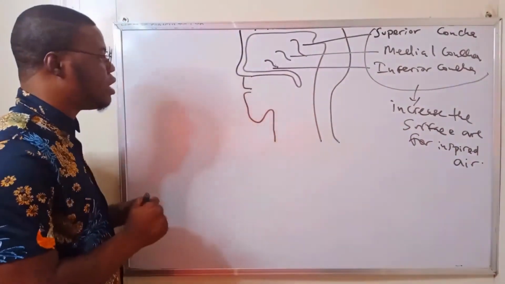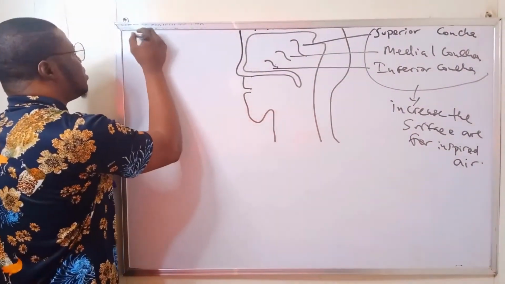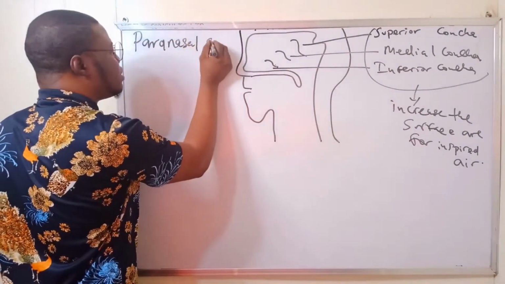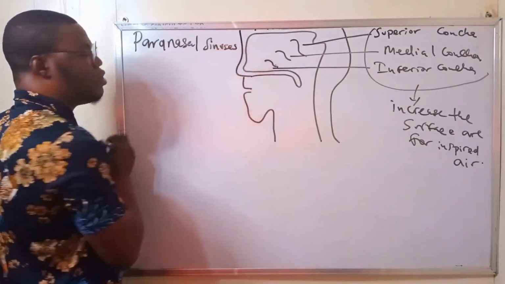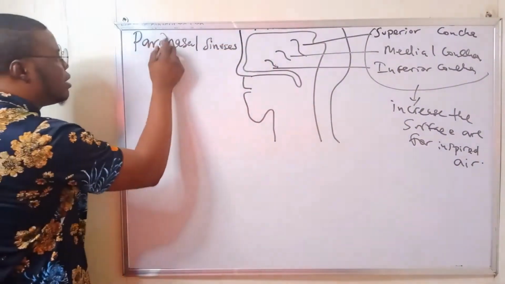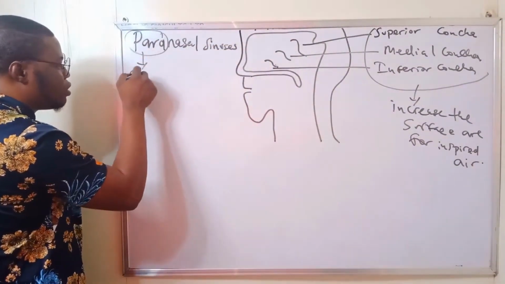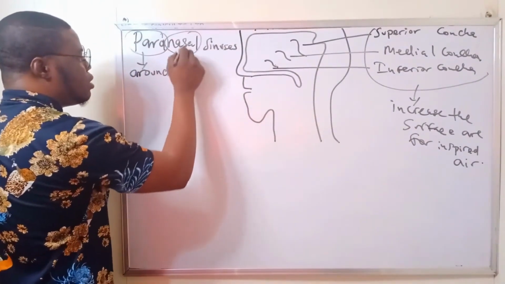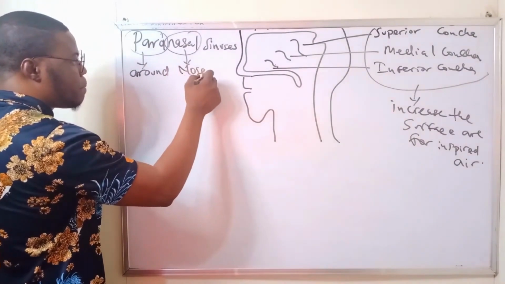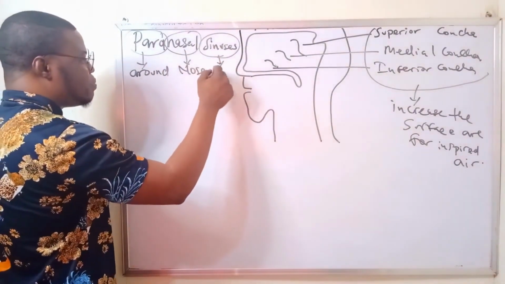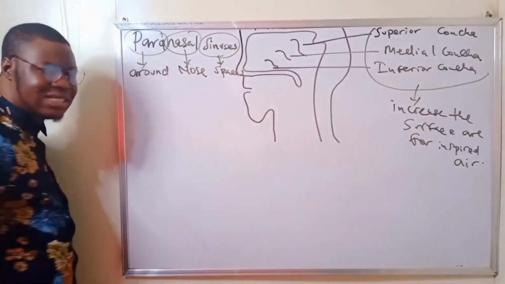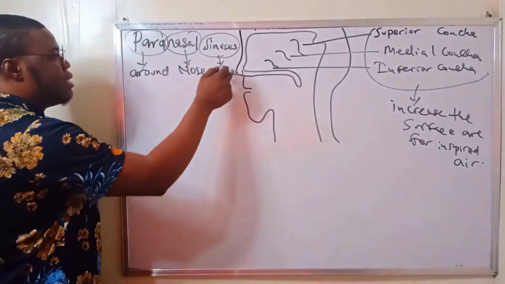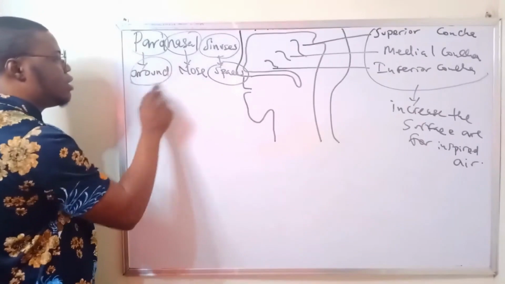And now the next thing I'd like to tell you are the paranasal sinuses. Now what is the meaning of that? The word para is said to mean around, although it has other meanings too. Now the word nasal denotes the nose. And the word sinuses means spaces or cavities. As simple as that. Paranasal sinuses, from here, we mean the spaces around the nose.